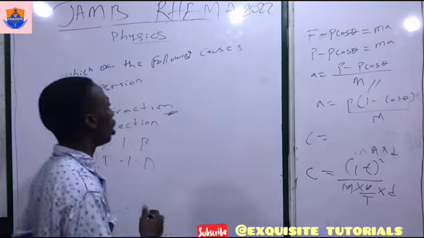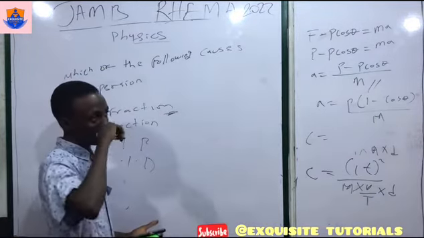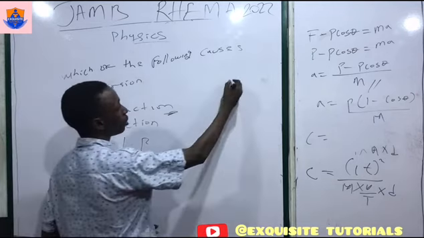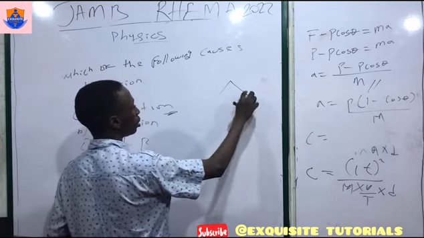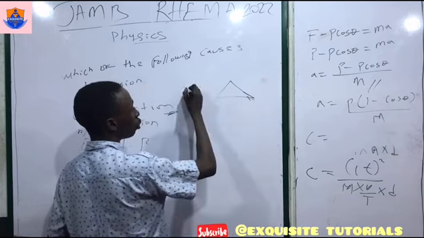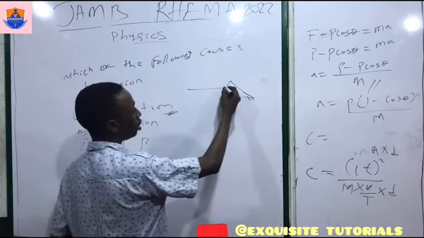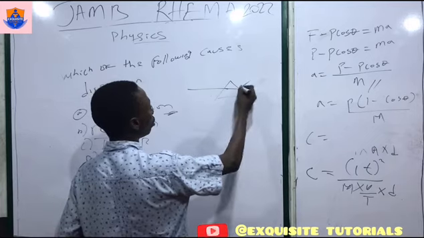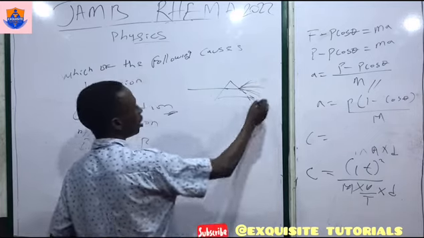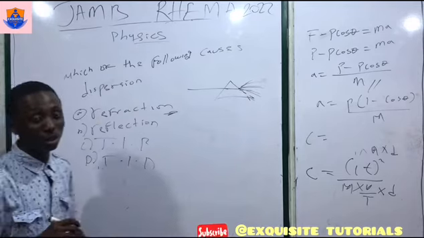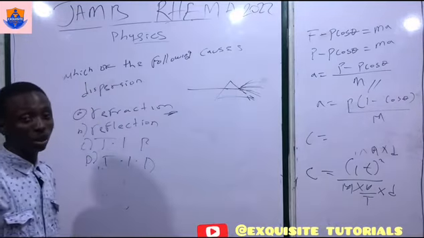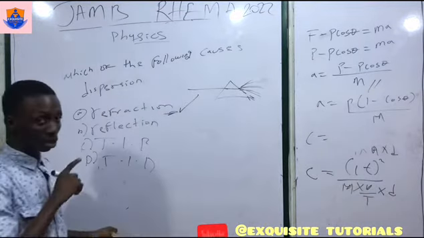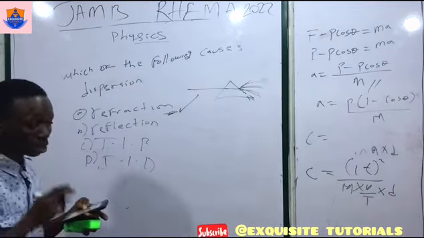Because when you have, for example, dispersion of light in a prism, with light coming through a prism, it gives you light of different wavelengths. That is dispersion. So refraction is what is responsible for dispersion. I believe this question came out in JAMB, so please take note of the question.